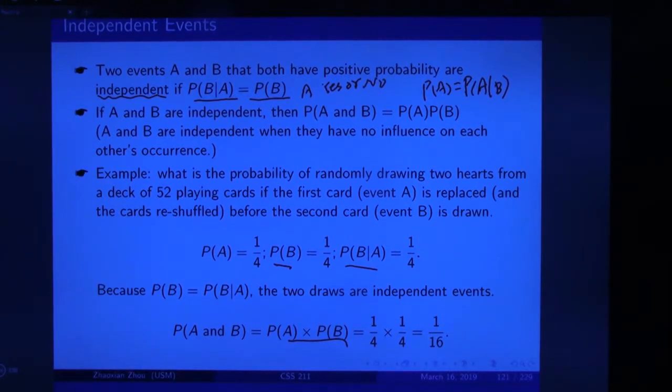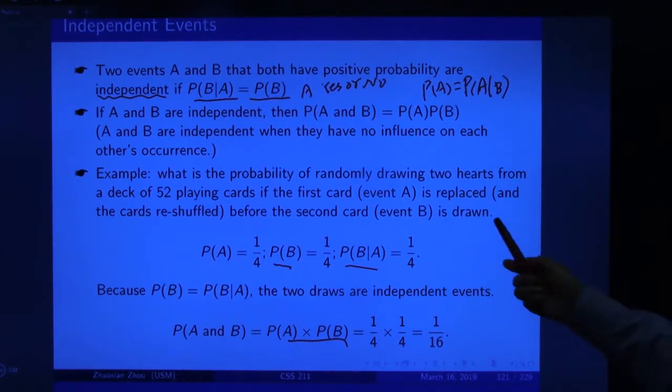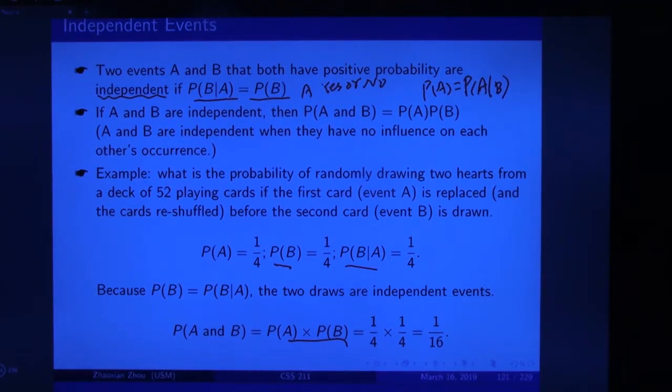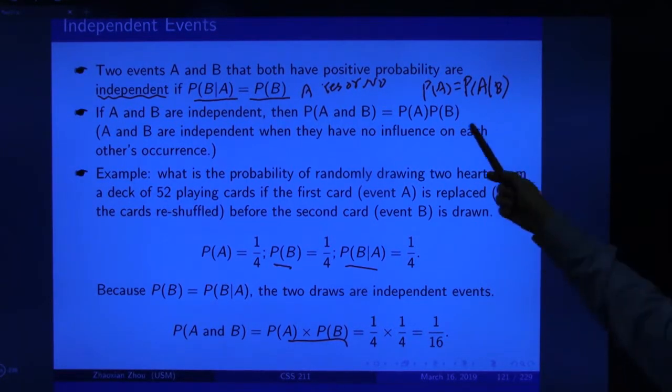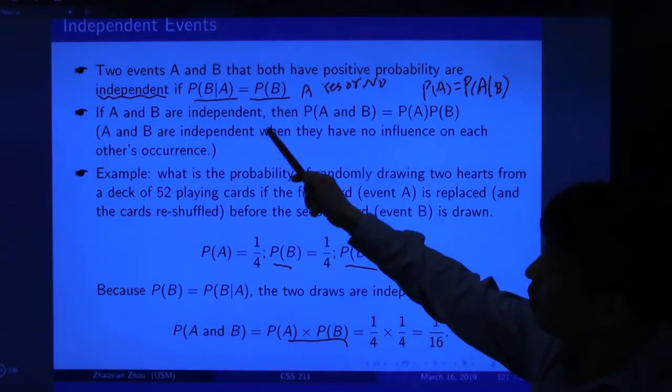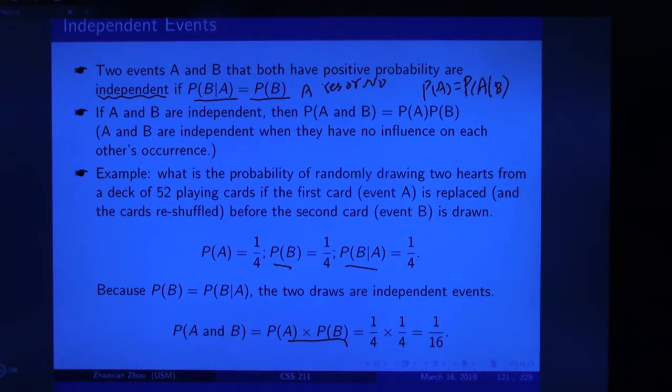We have homework that asks you to determine if two events are independent or not. The correct way to do this is to calculate the probability. One event is A, the other event is B. You just calculate whether P(A) equals P(A|B), or P(B) equals P(B|A). If these two are equal, then the two events are independent. Otherwise, they are dependent.